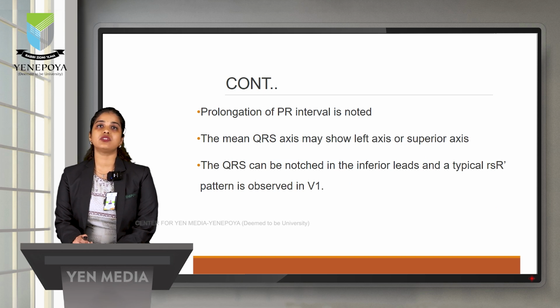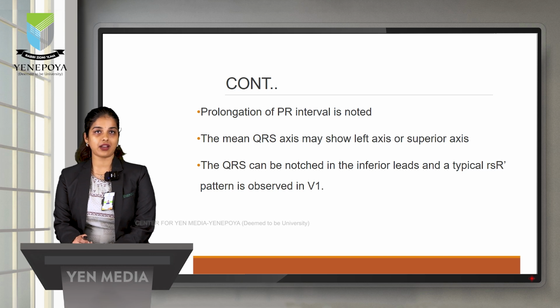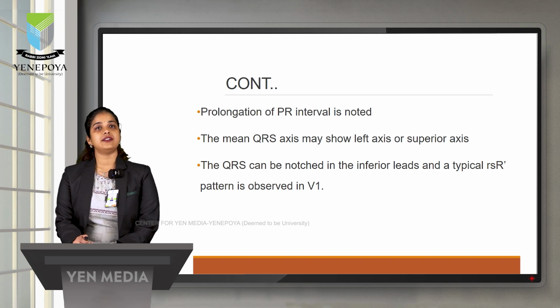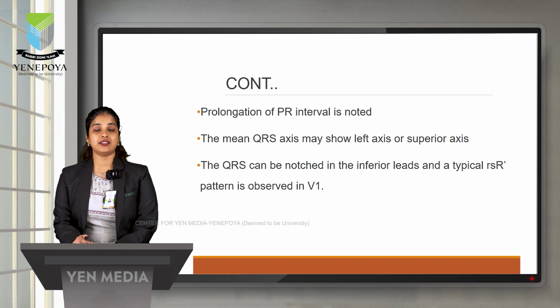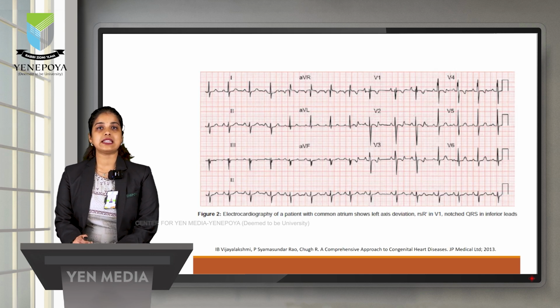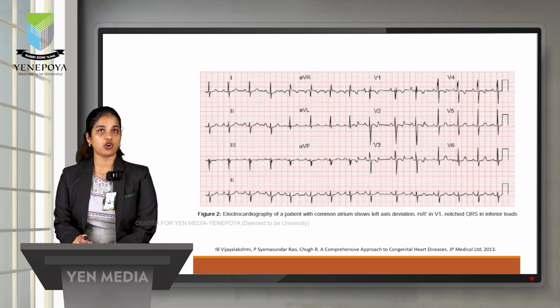PR interval will be more than 0.20 seconds, and the mean QRS axis might show left axis deviation or superior axis deviation, and the QRS will be notched in the inferior leads, that is in 2, 3 and AVF, and also an rSR' pattern we can observe in lead V1. So this is the ECG of a patient presenting with common atrium.